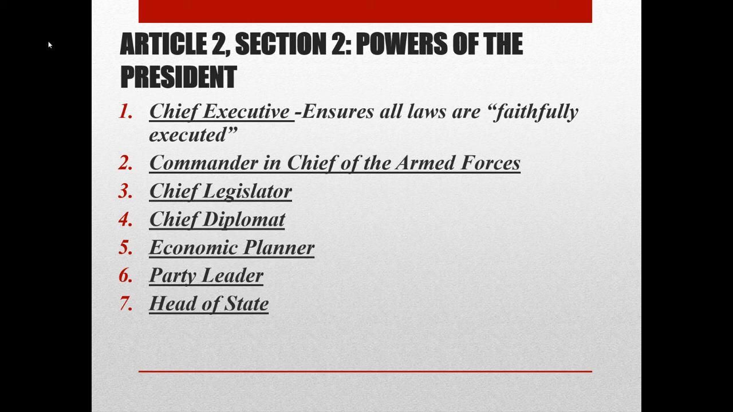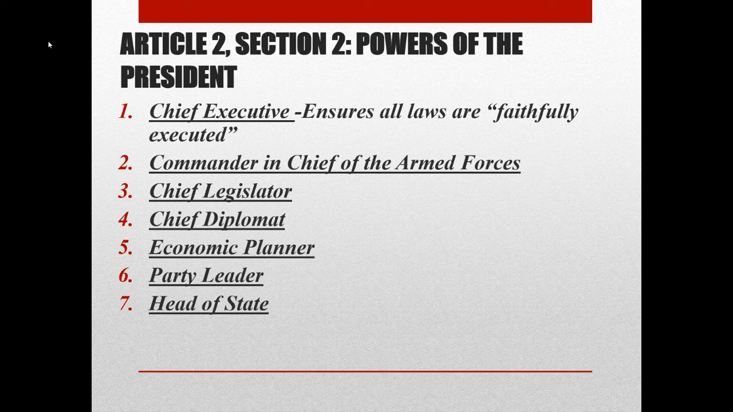The next one is chief legislator. We kind of talked about this with the bill to law process: the president himself or herself cannot introduce legislation, but can pressure or can ask a supporting member of Congress, a senator or a rep, to propose legislation that they support as president. Another one is chief diplomat. They are sort of our spokesperson to foreign countries. They deal with foreign countries and foreign officials.